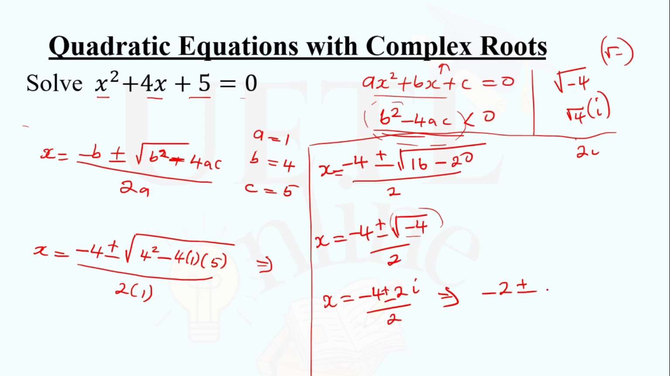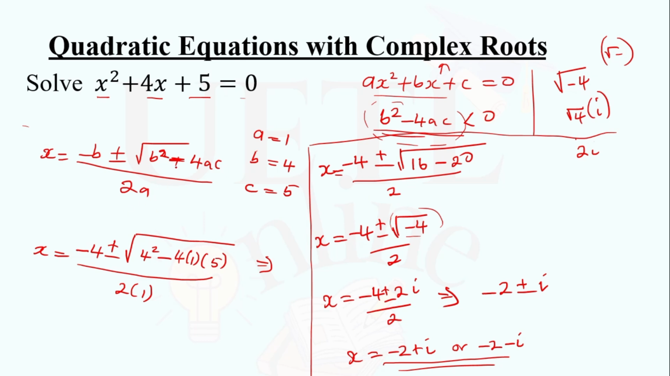So the solutions of this equation are x equals minus 2 plus i, or minus 2 minus i. Okay, so these are the solutions. This is the way you find the complex roots. You just have to use this formula.